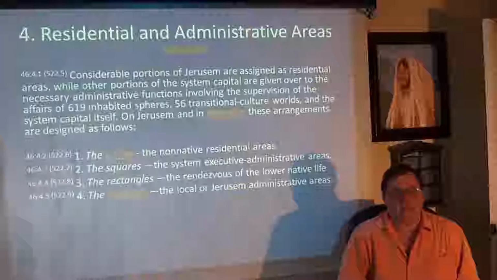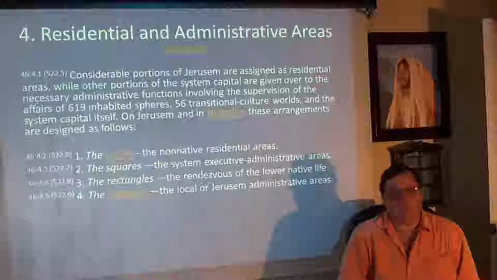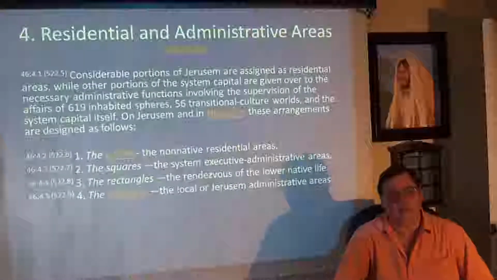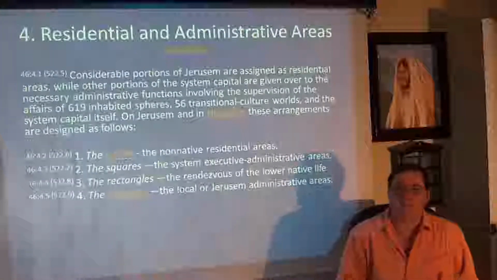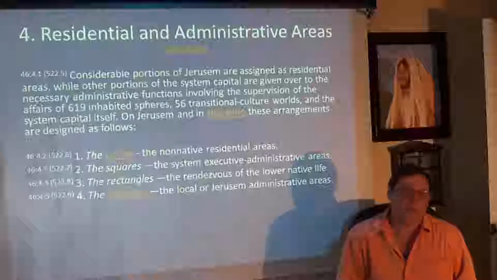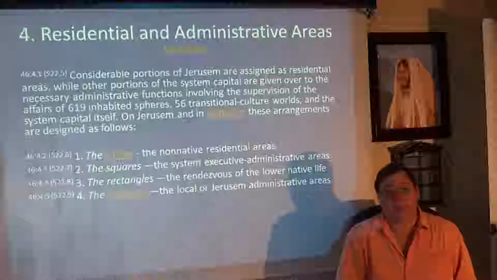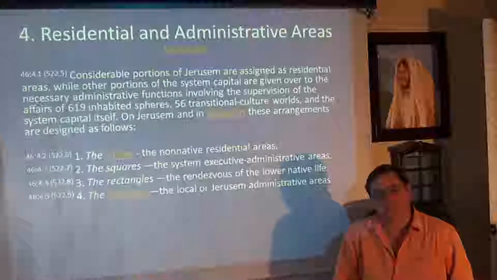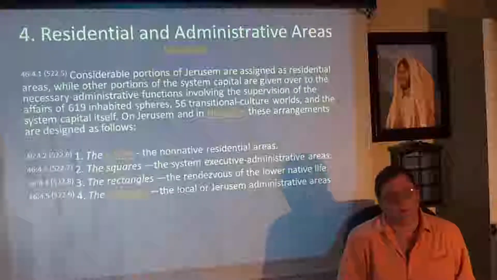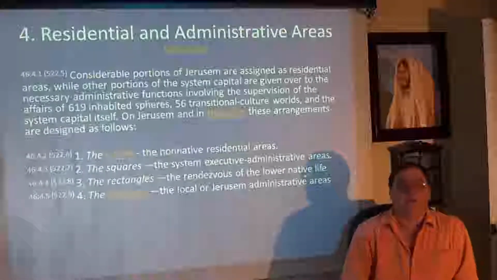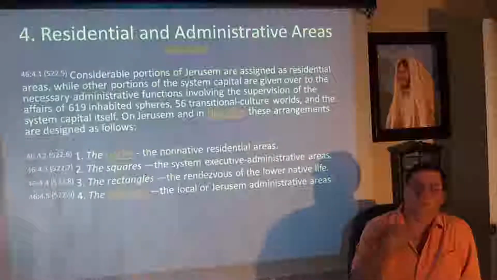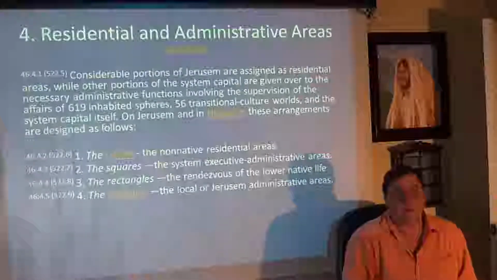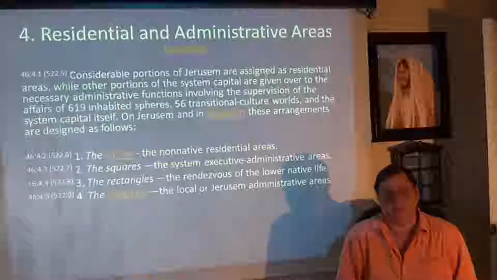Okay, there's a couple things on the very first paragraph of this. They talk about the 619 inhabited spheres. That's how many planets in our local system have been inhabited so far, out of 1,000. And then the 56 transitional or cultural worlds are Jerusalem, the 7 satellites that surround it, and then the sub-satellites that surround those, and that number comes to 56 of those, right?